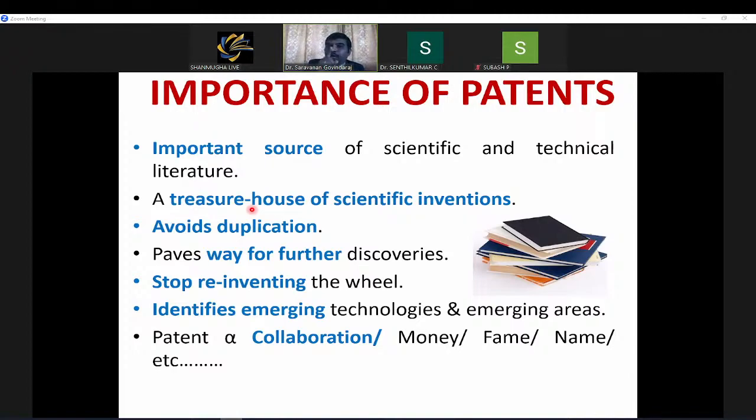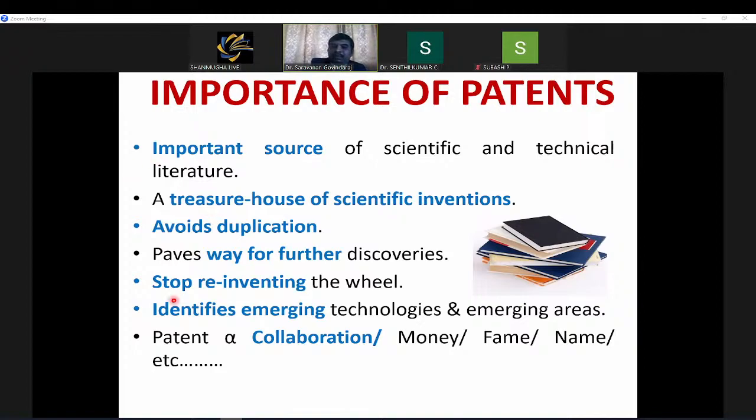So many scientists are working toward the same aim. When you apply for a patent, other people will come to know that the solution already exists, so we can avoid duplication and it will give a way for further discoveries. Because of the patent we can stop reinventing. If something already exists, everybody will know it was available, so they will look for other things.